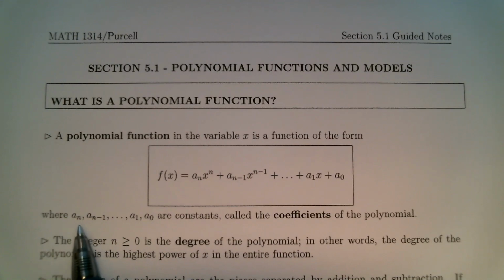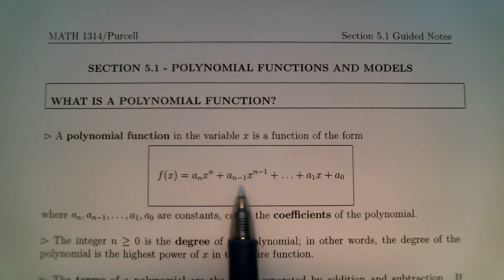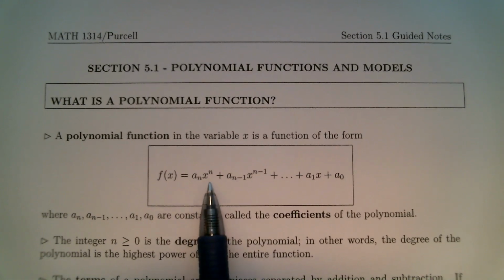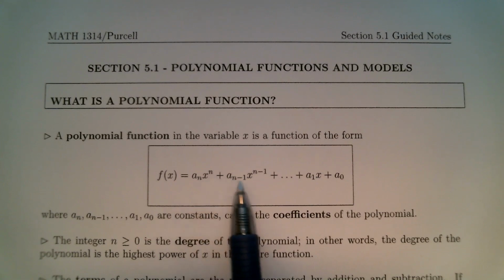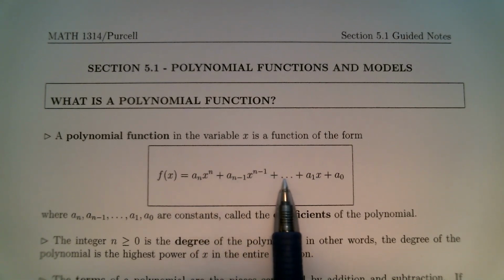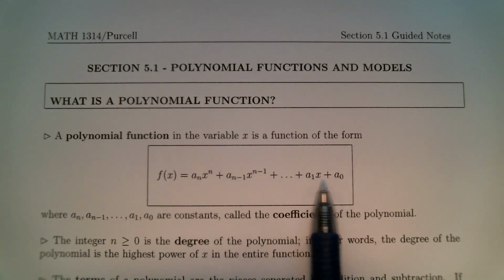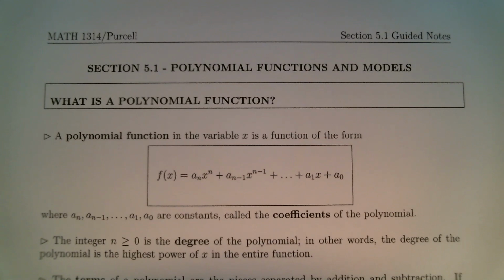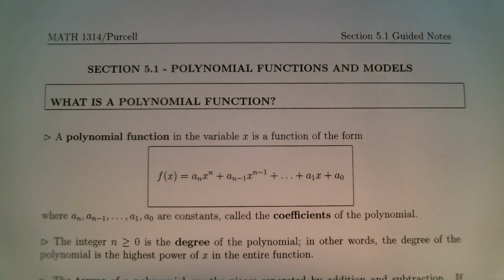If you read down here, it tells you the little a's that you see, a bunch of a's. They are constants, so they are just numbers. And then you see a bunch of powers of x, like this is x to the nth power, x to the n minus 1 power, and then down here you have x to the first power, and then this term doesn't have an x. So yes, this is kind of intimidating to look at. There are some more vocabulary words down here.